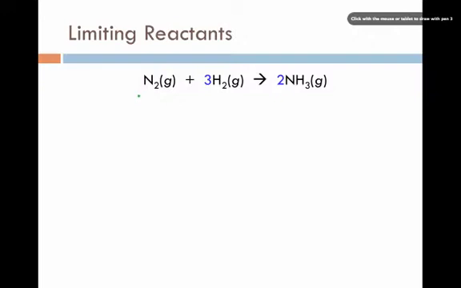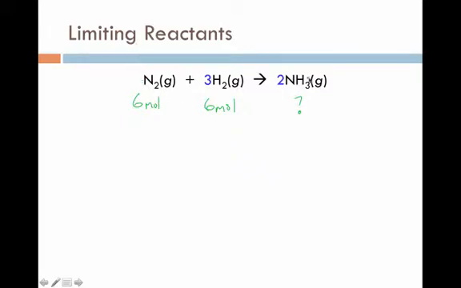Let's say we start with 6 moles of nitrogen gas, and let's say we start with 6 moles of hydrogen gas, and the question we want to answer is how many moles of ammonia we're going to be able to produce. Now, this is not the way we're normally going to solve these problems, but I think we can talk about this in terms of iterations of reactions.